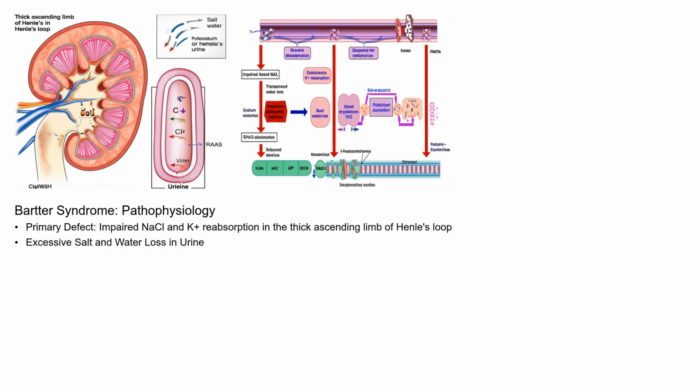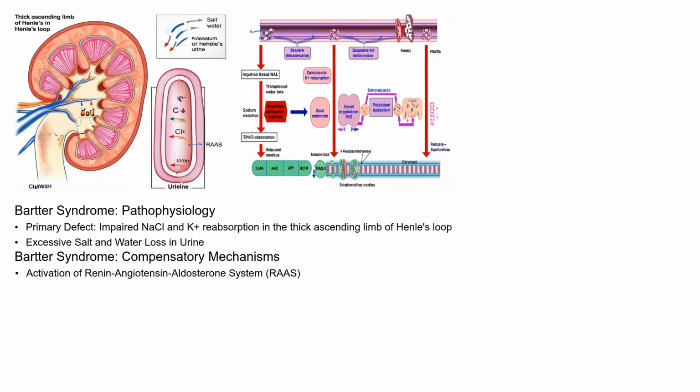The fundamental problem in Bartter syndrome lies in the kidney's inability to properly reabsorb sodium chloride and potassium in the thick ascending limb of the loop of Henle. This dysfunction leads to excessive salt and water loss in the urine, resulting in a constellation of problems.